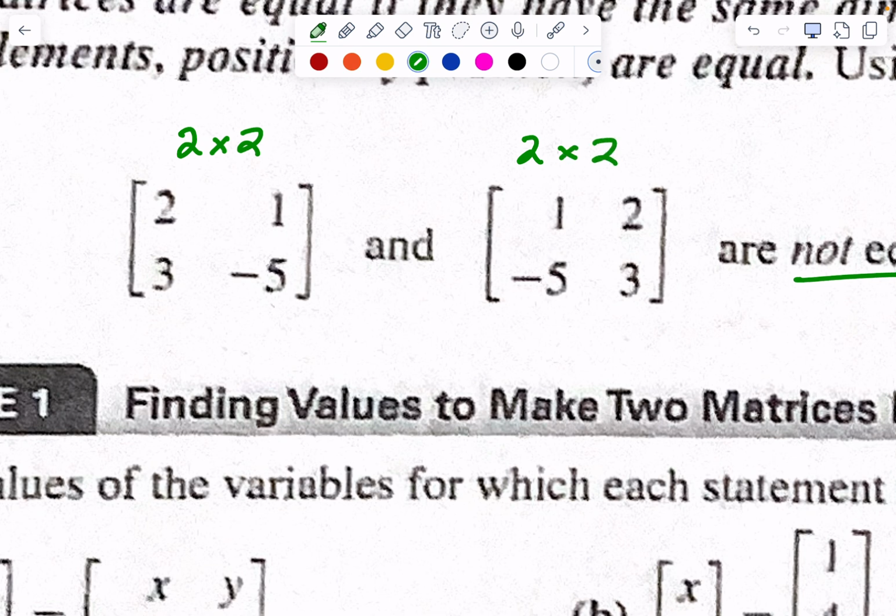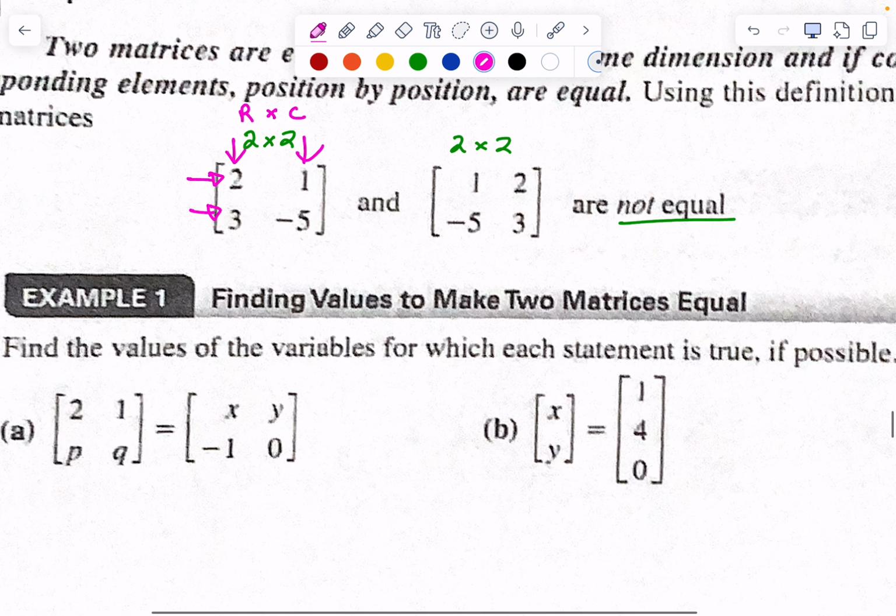Now, this is a 2x2 matrix, and this is a 2x2 matrix, right? When you are naming the size of matrices, you go row by column. So this has 2 rows, and it has 2 columns. We're going to get used to doing that here in just a second. So 2x2, rows by columns.